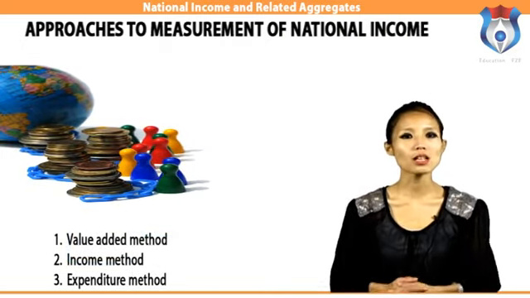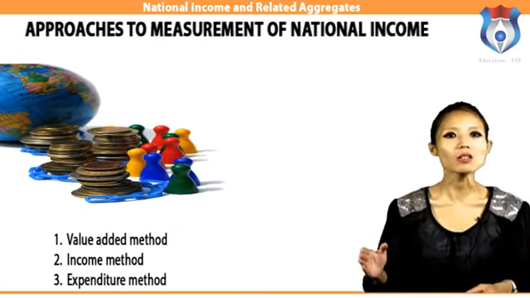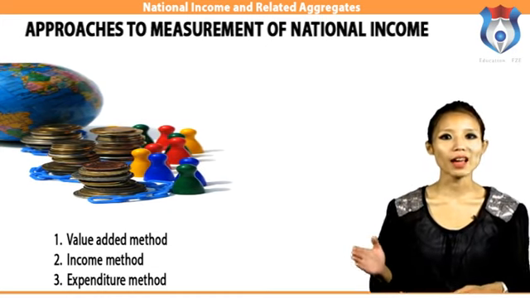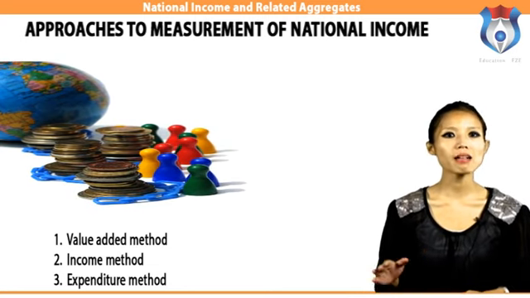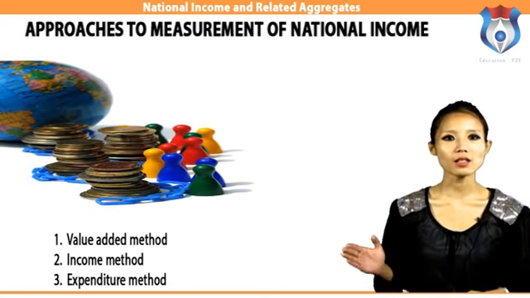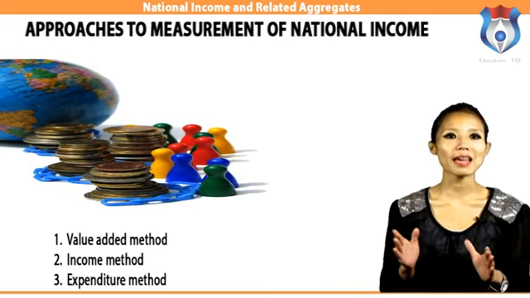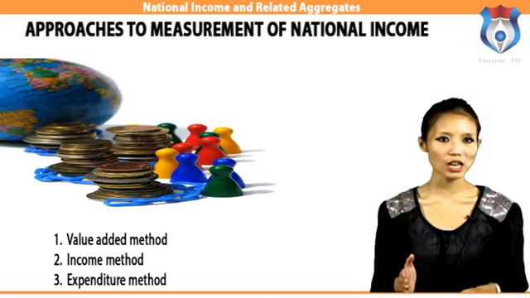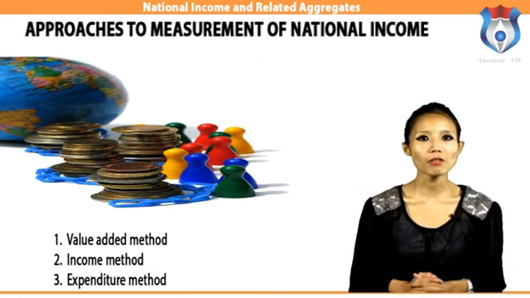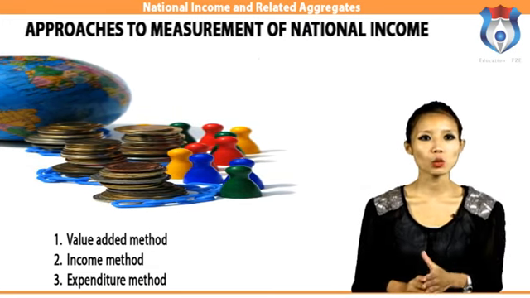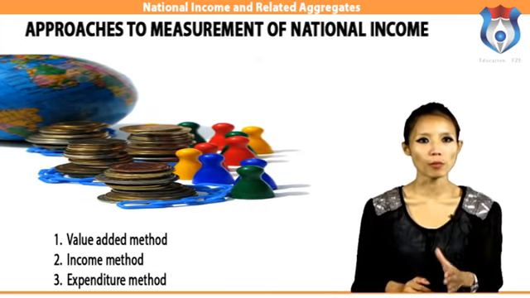Value added method: GDP at market price is equal to value of output in a year minus intermediate consumption. NNP at factor cost equals GDP at market price minus depreciation plus NFIA, net factor income from abroad, minus net indirect taxes. Income method: NDP at factor cost is equal to compensation of employees plus operating surplus plus mixed income of self-employed. National income is equal to NDP at factor cost plus NFIA, net factor income from abroad.